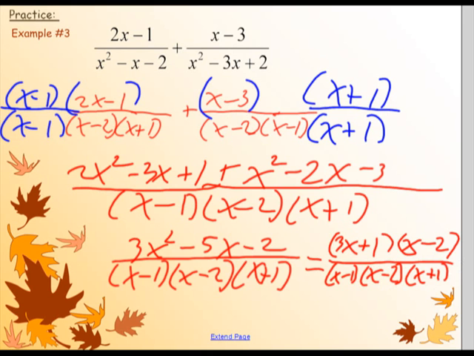Now, why did I bother doing that? Well, if you notice, now I have common factors on the top and bottom that I can cancel, that x minus 2. So now this expression simplifies even further. On the top, I just have 3x plus 1. And on the bottom, x minus 1 times x plus 1, which if I multiply that out, is x squared minus 1.